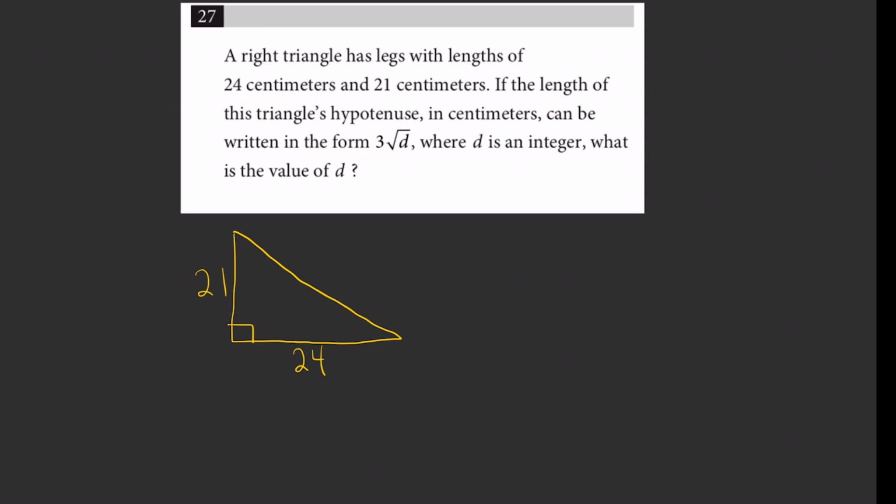Okay, if the length of the triangle's hypotenuse can be written in the form, okay, so right now we've got two of the three sides of a right triangle. Why don't we go ahead and do the Pythagorean theorem? So that's a squared plus b squared is equal to c squared, where I can call this a here, I'll call that b. So I'm going to do 21 squared, and then plus b is 24, so 24 squared, and that's going to equal c squared.